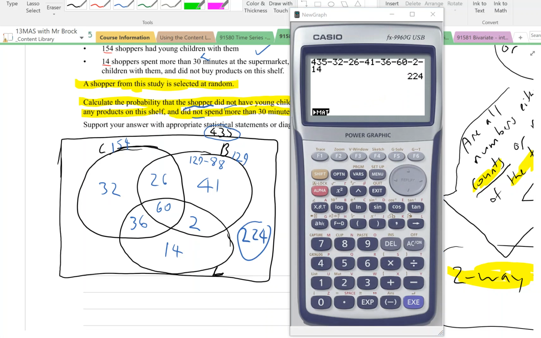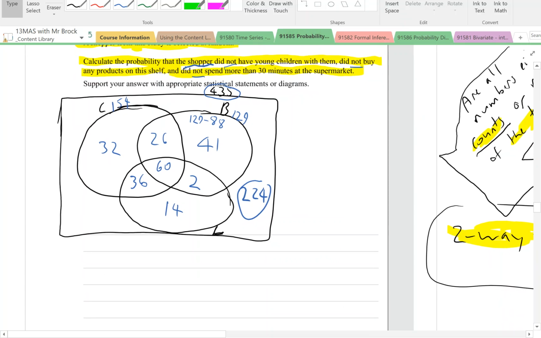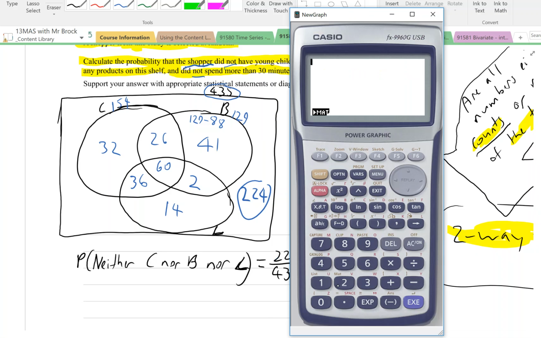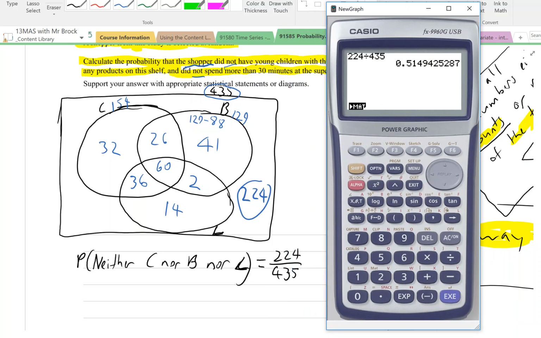And you should get 224. So the question was after the probability out of all of the shoppers, so that means it's going to be the probability of neither C nor B nor L equals 224 out of 435, because that was the total, wasn't it? And that equals 0.5149, to four significant figures.